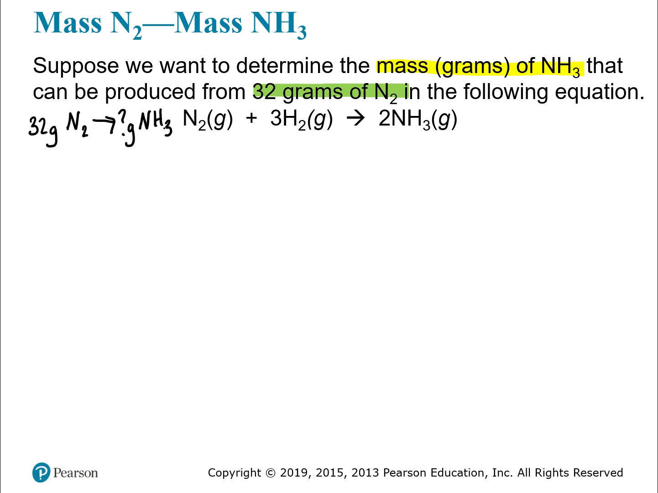To get from the mass of nitrogen to the mass of ammonia, we have to use moles. So here's where we're going to get colorful again. I'll use the green for nitrogen. I'll use blue for ammonia. This is our plan. To go from grams of nitrogen to moles of nitrogen, we have to use the molar mass.